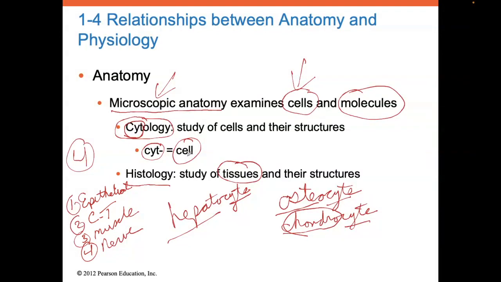But first, we have to learn about the cell. And this week, we're going to be talking a lot about the cell. When cells come together, they make tissues. When we study tissues, we call it histology. The person who studies tissues is called a histologist.